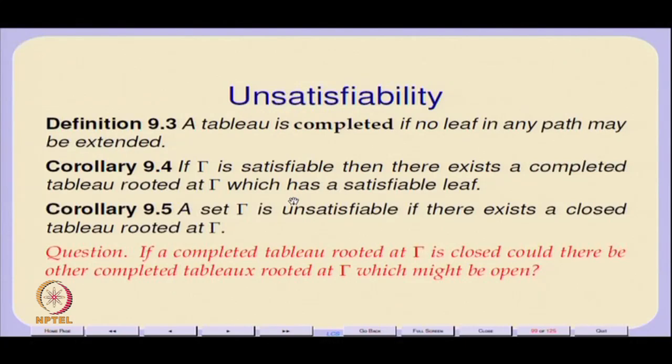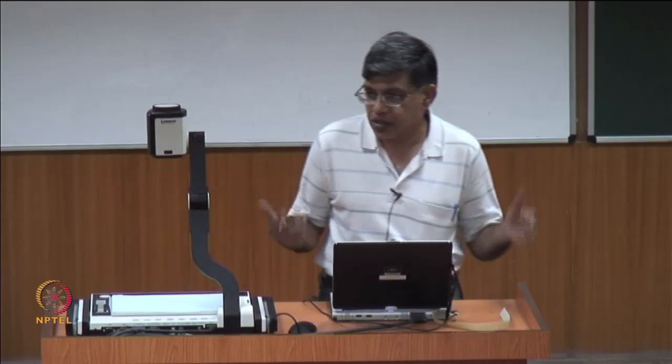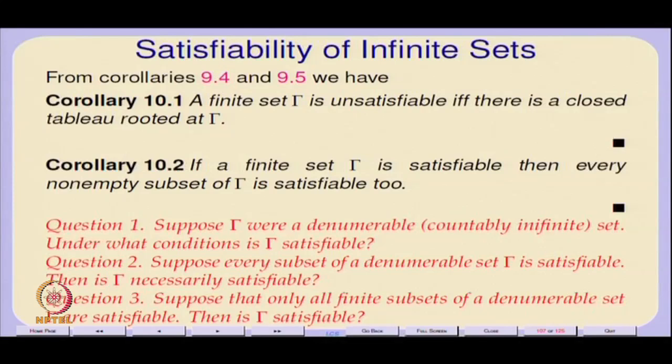Now, when you are talking about infinite sets, there is no guarantee that your tableau construction would be finite. But we can always take the notion of tableau to infinite trees, that is as simple as that. A tableau is just a tree. These corollaries 9.4 and 9.5 say that if gamma is satisfiable, then there exists a completed tableau rooted at gamma which has a satisfiable leaf, and a set gamma is unsatisfiable if there exists a closed tableau rooted at gamma. But the corresponding notion for infinite sets would be that if an infinite set is unsatisfiable, then you should definitely get a closed tableau, or there should be at least one closed tableau.